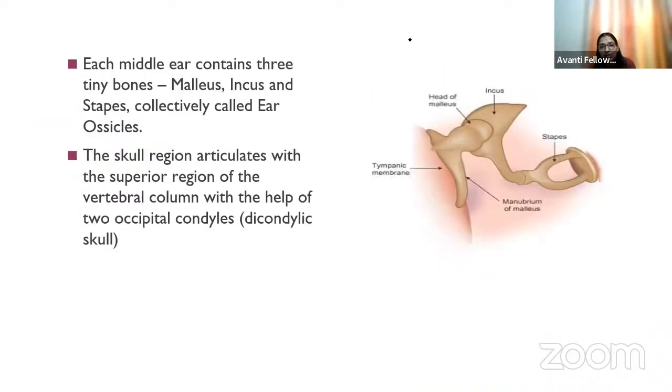Moving next to the ear ossicles. Ear ossicles are found in the middle part of the ear. These ossicles consist of three bones: malleus, incus, and stapes. Malleus is derived from the articular bone, incus is derived from the quadrate bone, and stapes is derived from the hyomandibular bone. The main function of the ear ossicles is the amplification of sound waves.